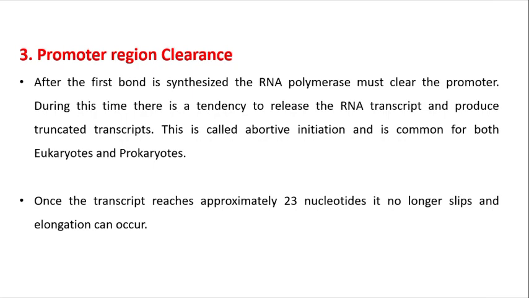Okay. The next process is promoter region clearance. After the first bond is synthesized, the RNA polymerase must clear the promoter. During this time, there is a tendency to release the RNA transcript and produce truncated transcripts. This is called abortive initiation and is common for both eukaryotic and prokaryotic cells. Once the transcript reaches approximately 23 nucleotides, it no longer slips and elongation can occur.